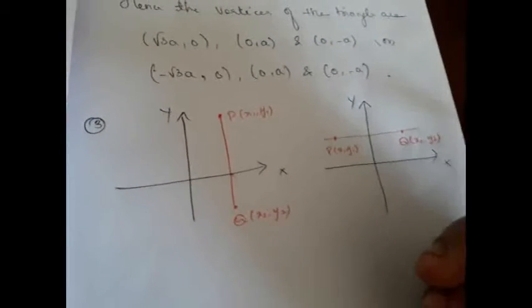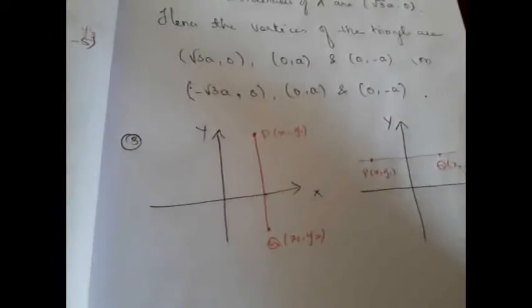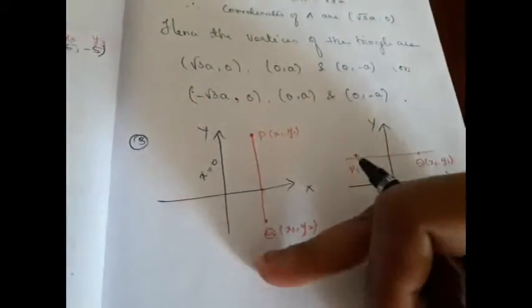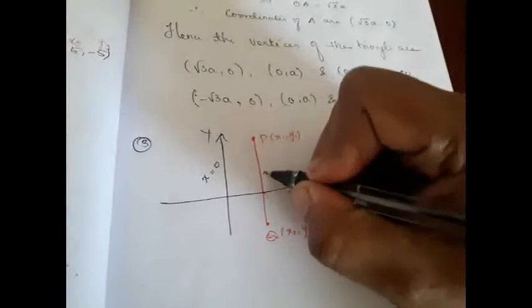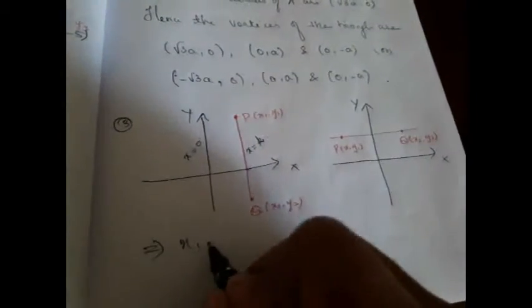When we will get a line parallel to y-axis, what is the equation? What is the equation of y-axis? Equation of y-axis is x is equal to 0, right? What is the equation of any line parallel to y-axis? X is equal to some constant. So what does this imply? X are same. This implies x1 is equal to x2, right?